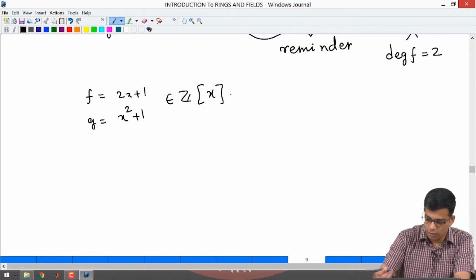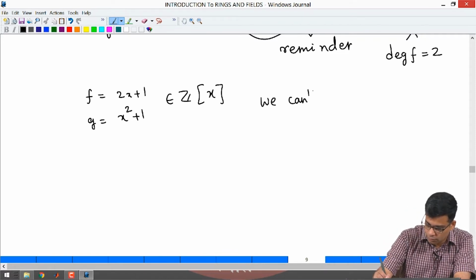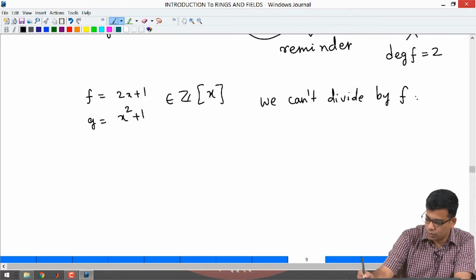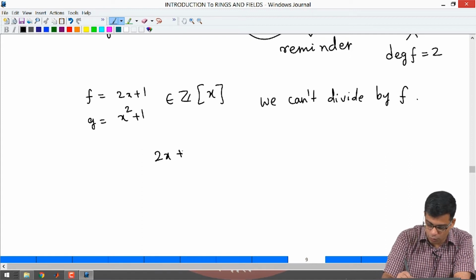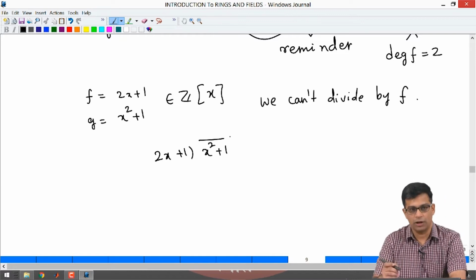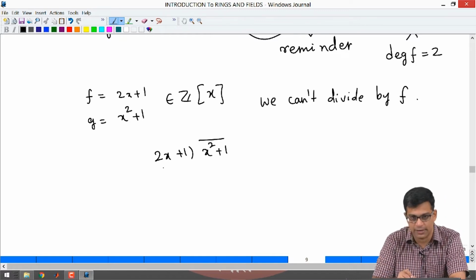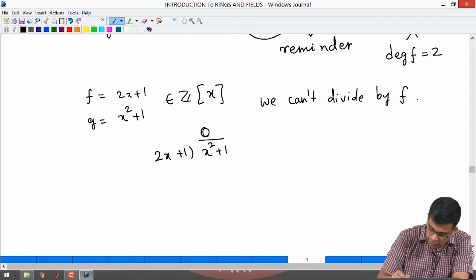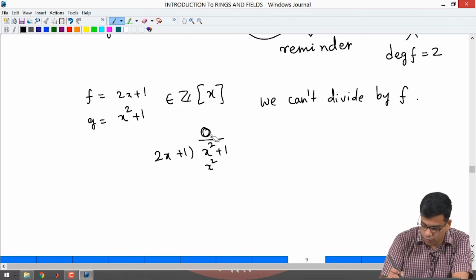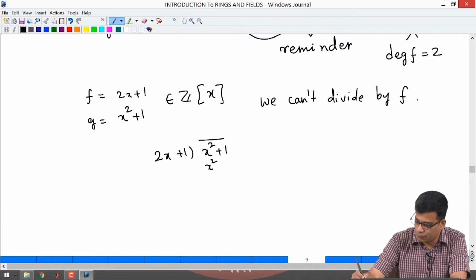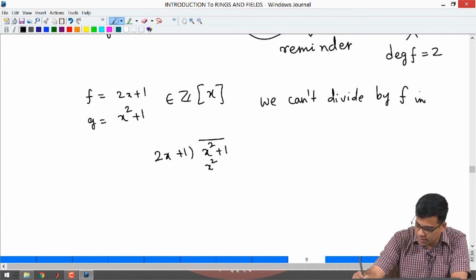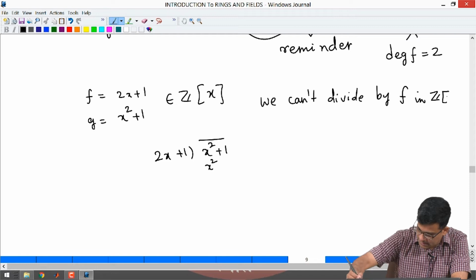They are both inside, let us say, the polynomial ring over the integers. Now we can't divide by f. Why not? Because let us say you want to do the procedure that I did in the previous video. You will start with this, but in order to get x squared from 2x, you will have to somehow cancel 2, and there is no way you can do that in the integers. So, you can't put anything here to get x squared in order to cancel. So, you can't divide by f. The correct sentence is: in the polynomial ring Z[x].